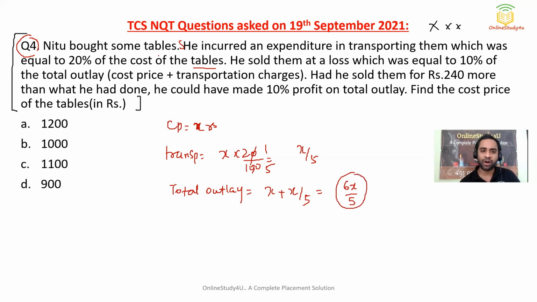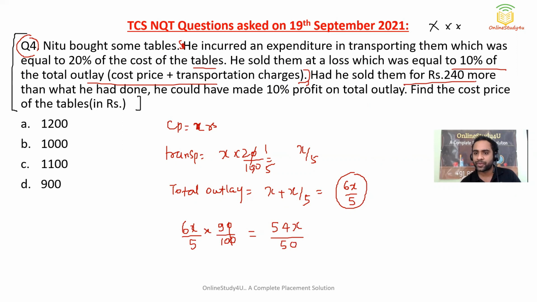Okay. So Neetu bought some tables. She incurred an expenditure in transporting them, which was equal to 20% of the cost of the table. He sold them at a loss, which was equal to 10% of the total outlay. So total outlay is nothing but cost price plus transportation. Now he is selling at 10% loss, which means he is selling at 90% of the amount. So 54X by 50. Okay, fine.